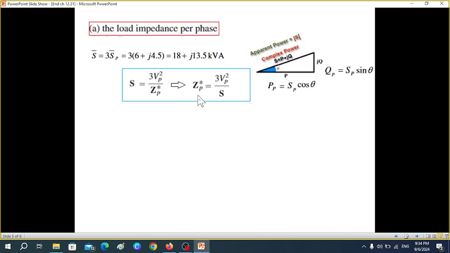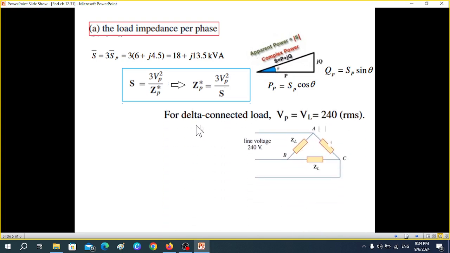From here, ZP conjugate will be 3Vp square over S. S we have found. Vp is also the per phase voltage. Vp is equal to V line, which is equal to 240 RMS. From here you can see the phase voltage, that is voltage across any one phase, is also equal to line voltage in case of a delta. And so this is 240. So Vp is 240.